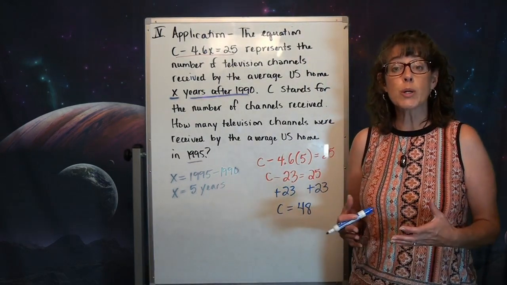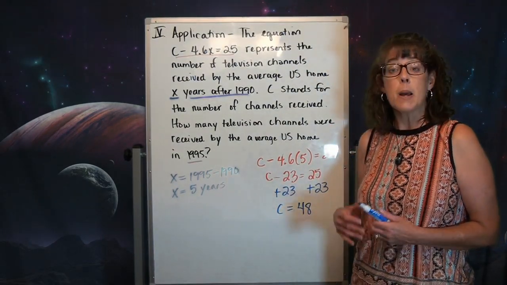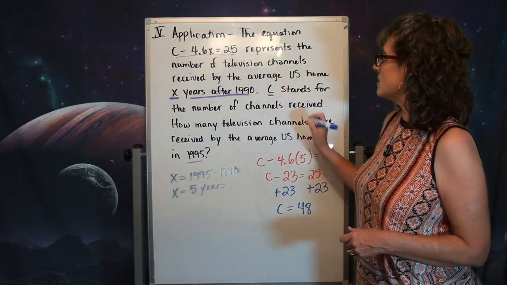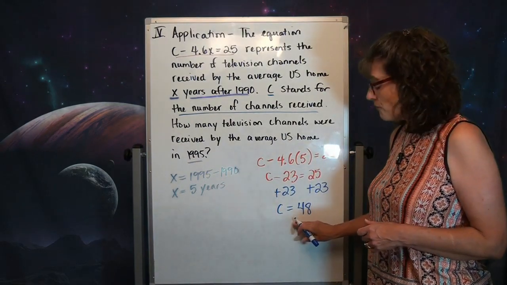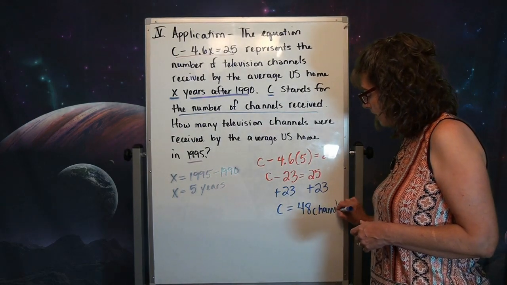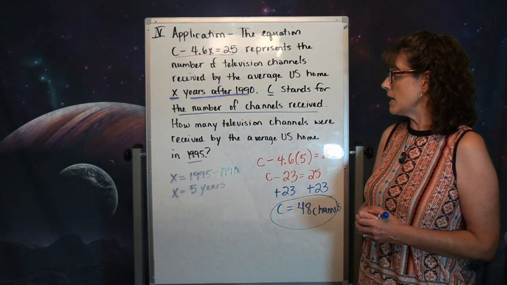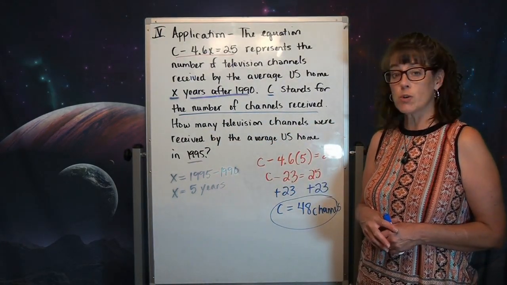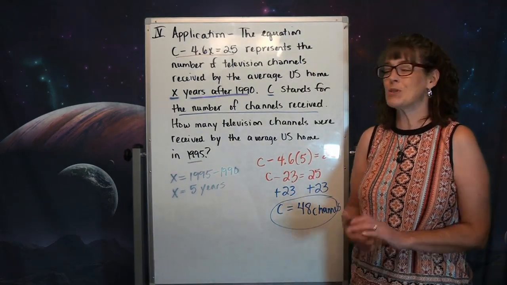Now, because this is a real-world situation, this not only means that C is 48, but C is 48 what? Well, remember, we were told that C stands for the number of channels that were received. So 48 is going to be 48 channels. Now, we just need to double check. Did we answer what we were supposed to answer? It asks how many television channels were received by the average U.S. home, and we just figured out it was 48 channels. So yes, we did answer what we were supposed to answer.